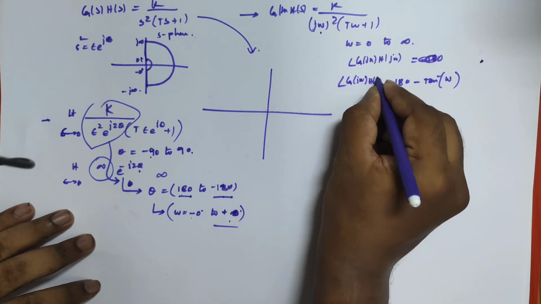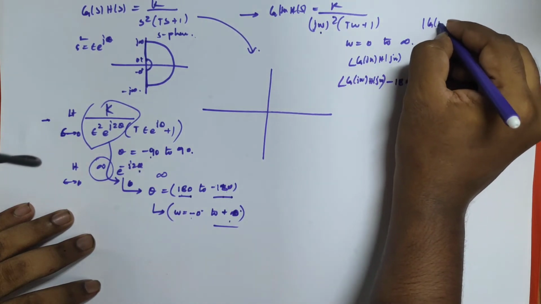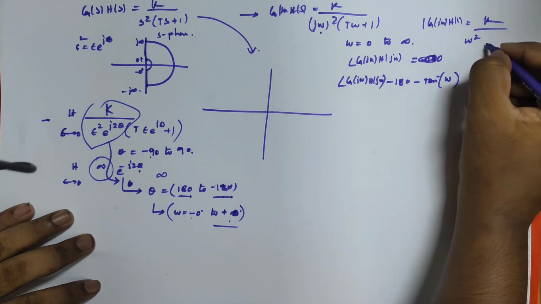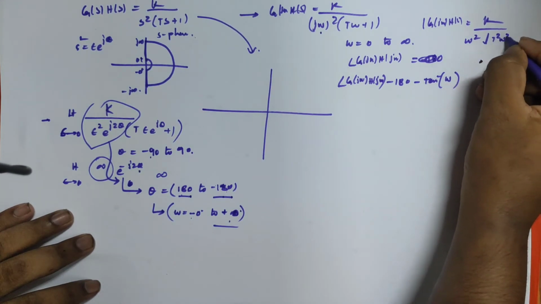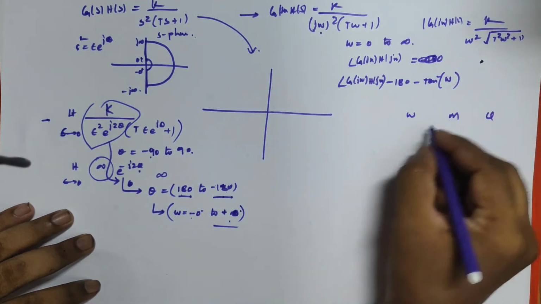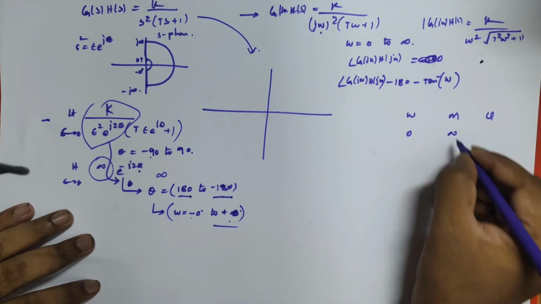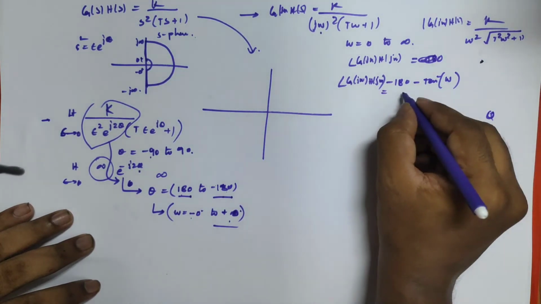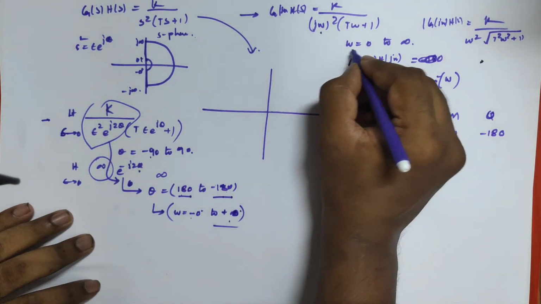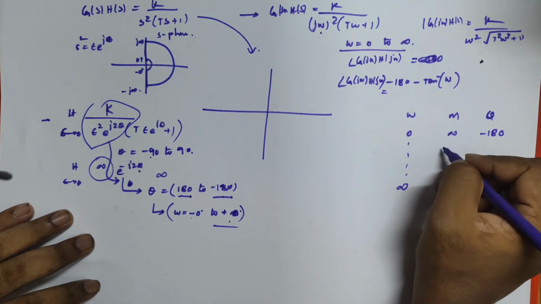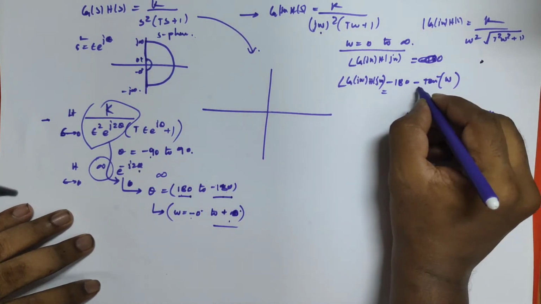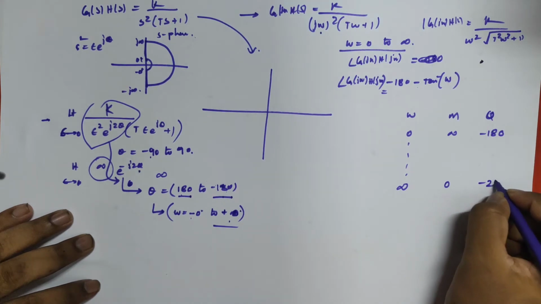And the magnitude I'll get like this: k by omega square into root over t square omega square plus 1. This is my magnitude and theta. For omega equal to 0, the magnitude obtained is infinity, and the angle is minus 90 minus 90, and minus of 0, that is minus 180. Now I vary omega up to infinite. At infinite omega, the magnitude is 0. What is the angle? Minus 90 minus 90, and again minus 90, that is minus 270.